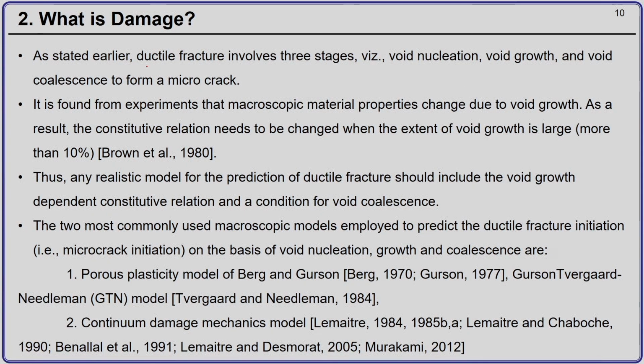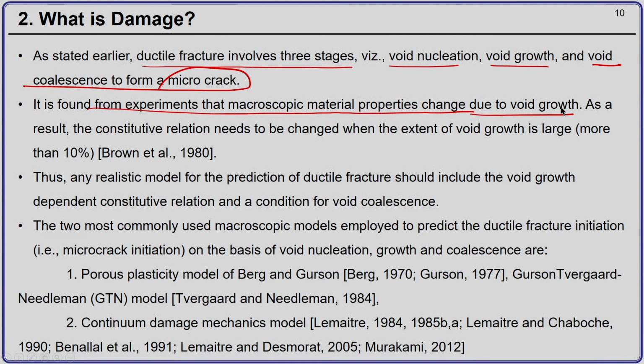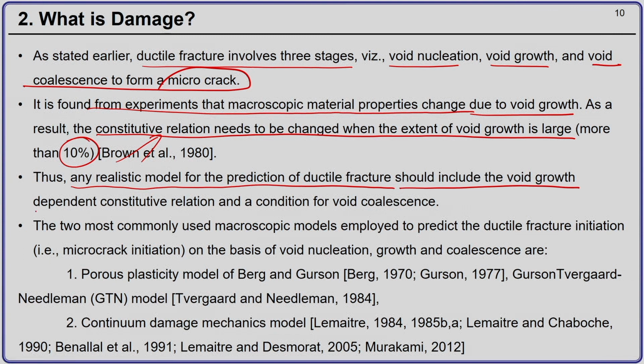Now, as stated earlier, ductile fracture involves three stages: void nucleation, void growth and void collisions to form a micro crack, and it is found from experiments that macroscopic material properties change due to void growth. So, as a result, the constitutive relation needs to be changed when the extent of void growth is large. For example, if the void growth is more than 10%, then you need to account for the effect of void growth on the constitutive relation. Thus, any realistic model for the prediction of ductile fracture should include the void growth dependent constitutive relation and a condition for void collisions.